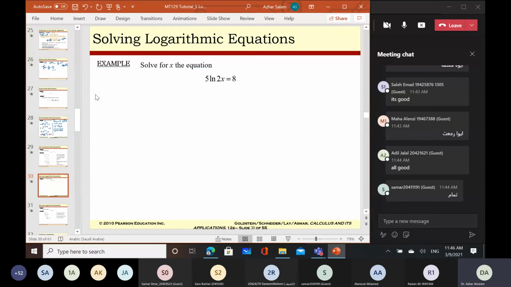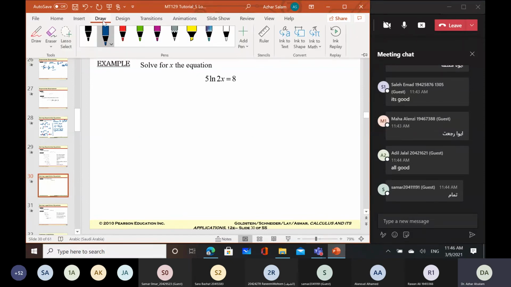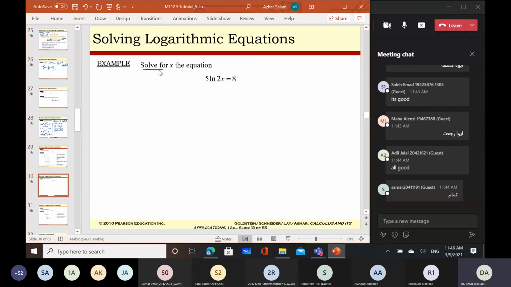Okay, by the same way, I think maybe this is the last example in this lecture. Solve for x. I want to find x, or the value of x. But I have ln. The x is inside the logarithmic function. So I have to simplify first. Before making anything here, I have 5. I have two options. I can reverse this as an exponent here, or I can divide by 5 both sides.